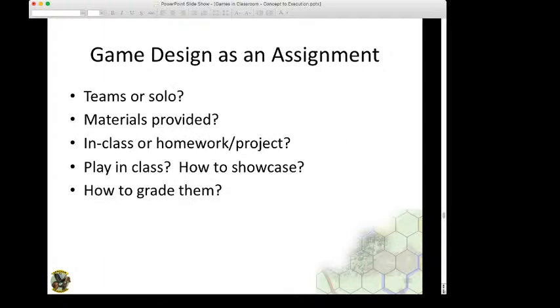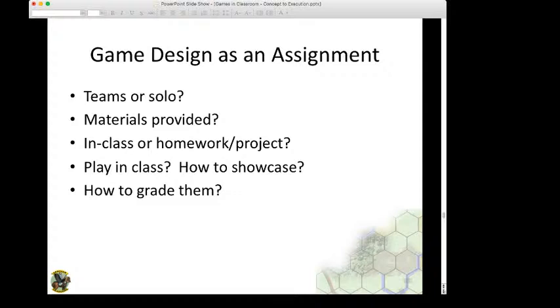Obviously, a lot of considerations in this. Is this teams? Is this solo? How much material are you going to provide? Are you only doing stuff in class, or is this something that they're expected to work on outside of class? At the university level, you're rolling your eyes and you're going, yeah, they're going to work on this outside of class. But at the middle school level, that may not be relevant or appropriate. Like, how do you get a bunch of 13-year-olds together outside of class to work on these things? So that's something that you have to consider.